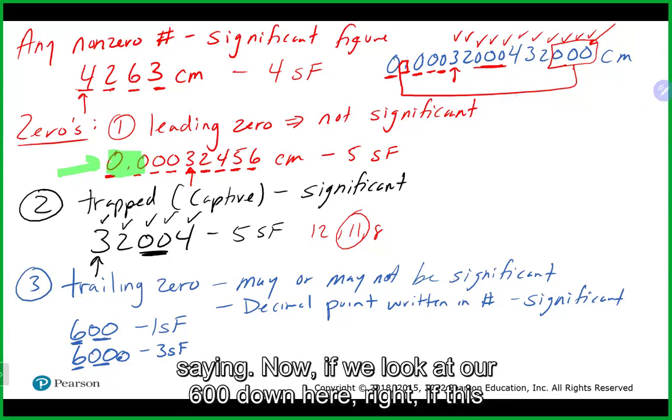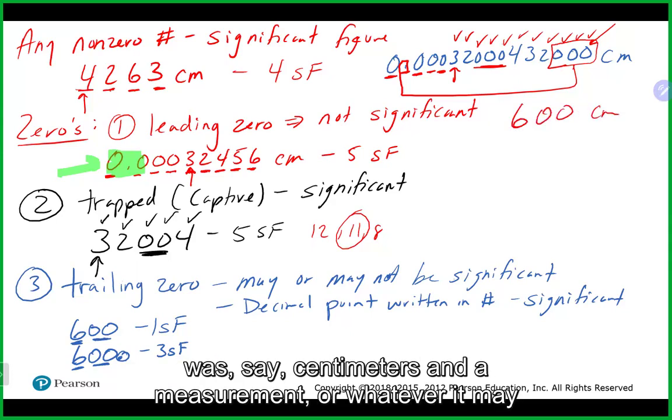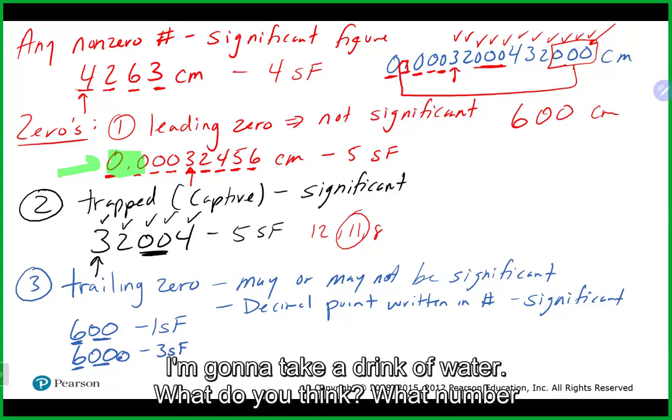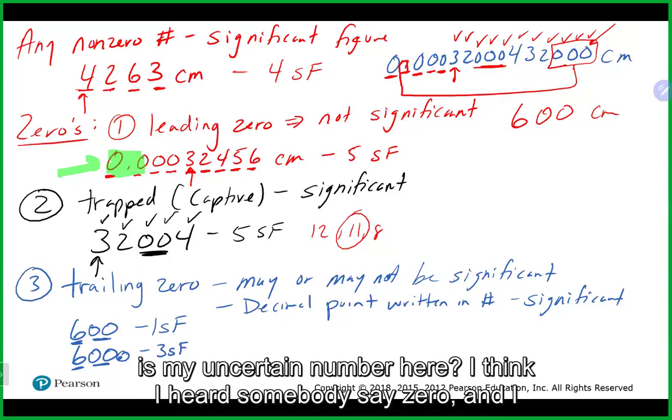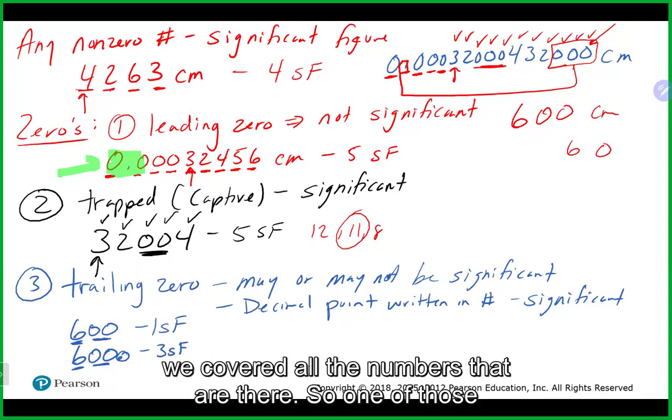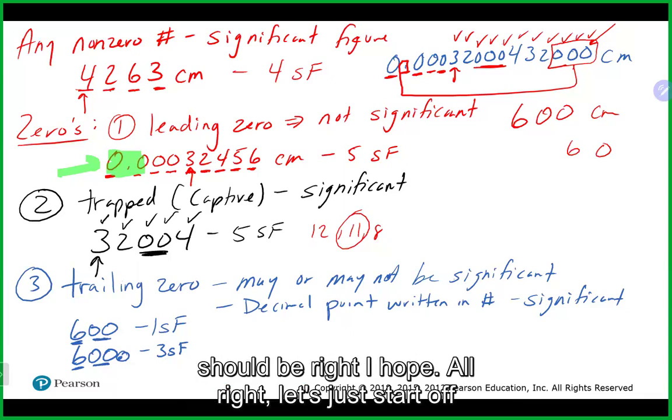Now, if we look at our 600 down here, if this was, say, centimeters in a measurement or whatever it may be, my uncertain number in this case is which number? What do you think? What number is my uncertain number? I think I heard somebody say 0, and I think I heard somebody say 6. Between those two numbers, we covered all the numbers that are there, so one of those should be right, I hope.